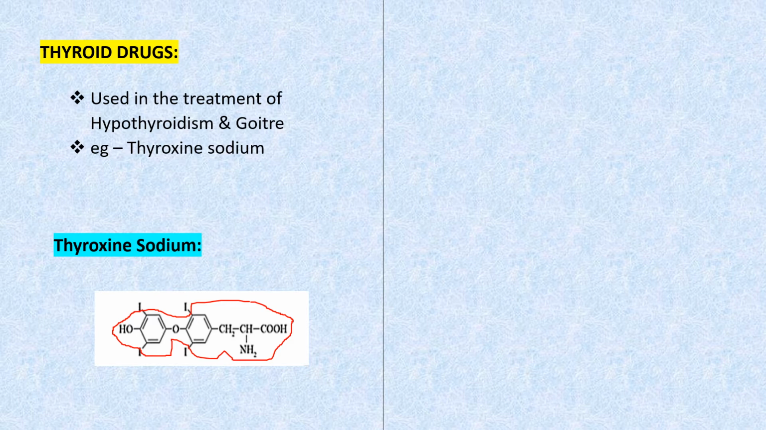In this I have identified the parent skeleton, that is your thyronine. Thyronine. I have identified the parent skeleton. What is the second step? Give the numbering to the parent skeleton.